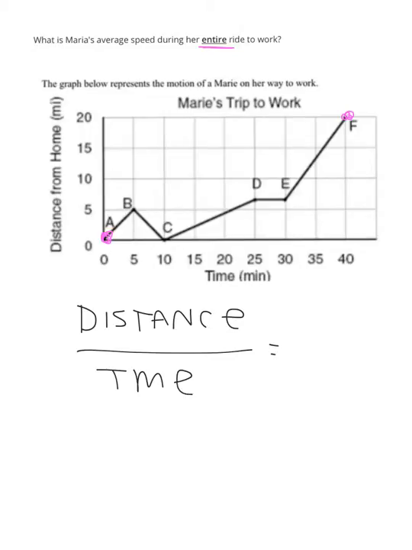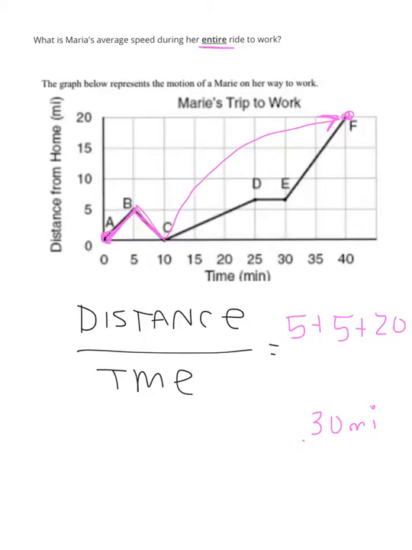So from position A to position B, that's 5 miles. From position B to position C, that's 5 more miles. And from position C to position F, that's a distance of 20 miles. So 5 plus 5 plus 20 give you 30 miles.